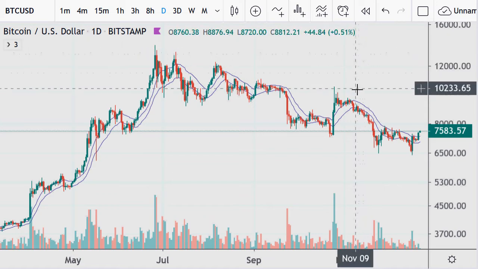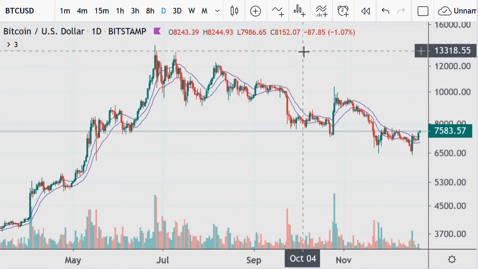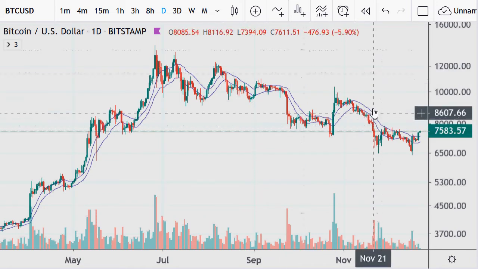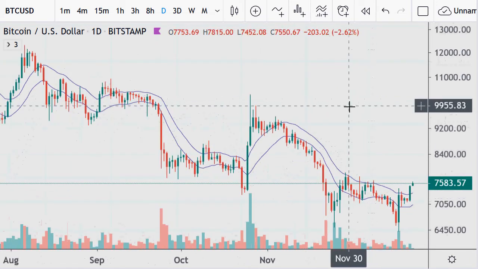Of course, getting above this, you're talking about going to this high. Getting above that high, you're talking about going to 20. And getting above that high, new highs. But we'll get to there if and when we get to that point.